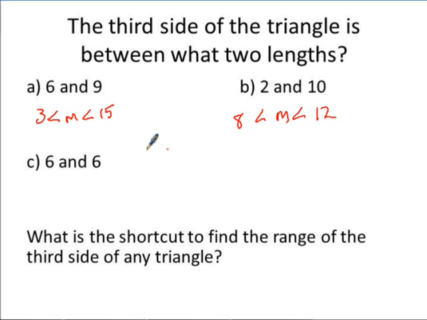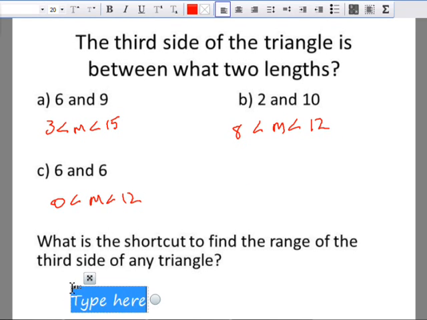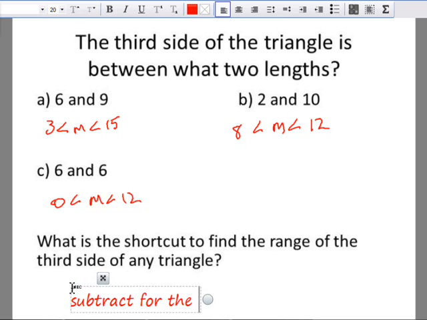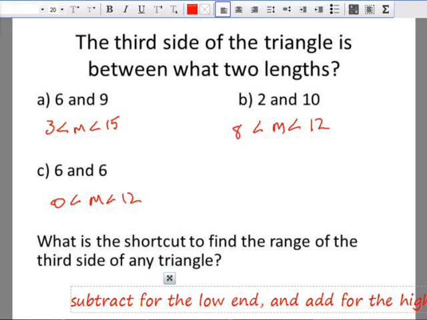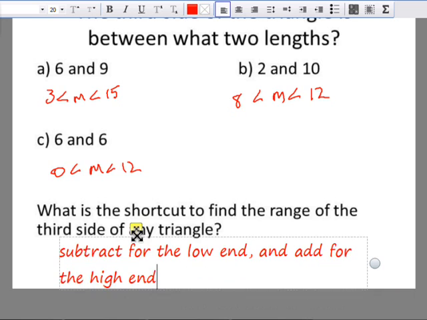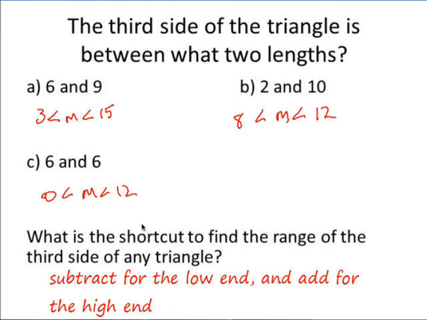Anybody see the pattern yet? If you look at these numbers, there should be a pattern. This one, as long as the sides are between 0 and 12. So what's the pattern? The pattern is add the 2 numbers and subtract the 2 numbers. Subtract for the low end and add for the high end. We subtract and we add. And then we put those in an inequality. So 9 minus 6 is 3, 9 plus 6 is 15. No problem. 6 minus 6 is 0, 6 plus 6 is 12. No problem. That's how we do this.